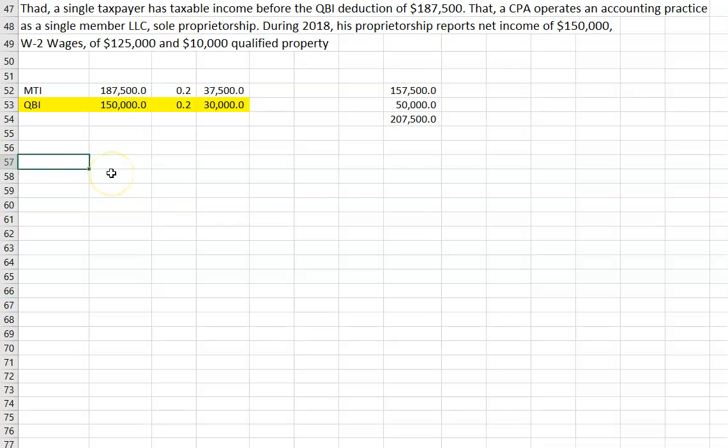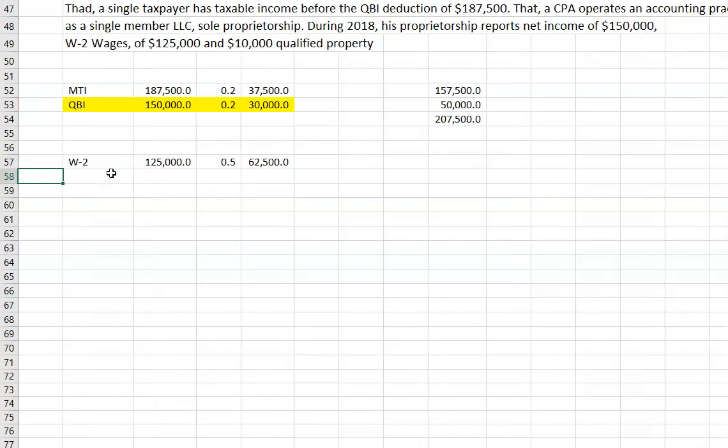All right, next we need to apply the W-2 limitations. So we have two of them. We have the W-2 of 50%, which is his W-2 wages of $125,000 times 50%. So this is one option. We'll be looking for the greater of these options. And then the other one is the W-2 wages, which is still $125,000 times 0.25. So that piece of it is $31,250. Then we're going to add the other part to it.